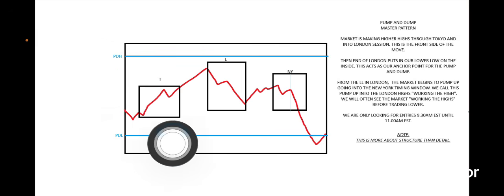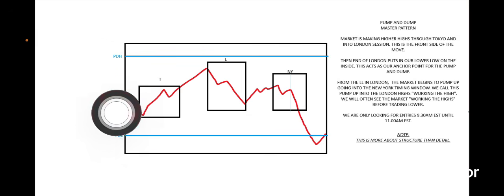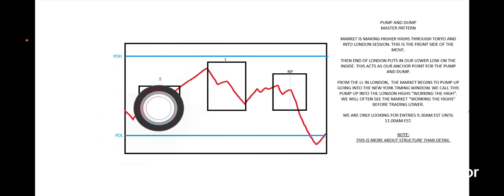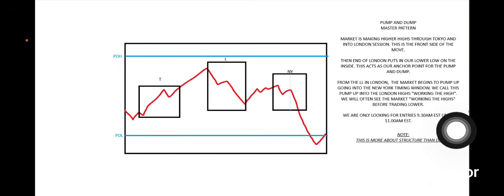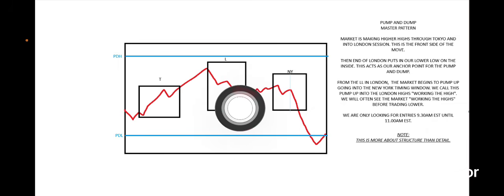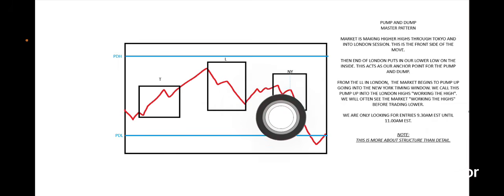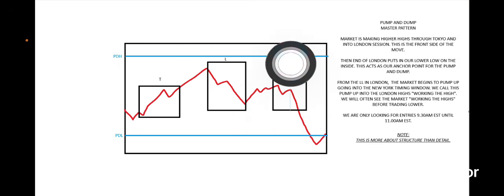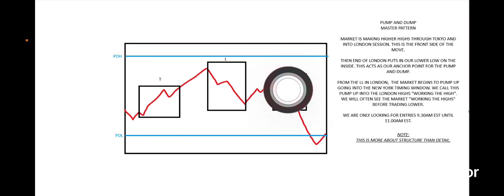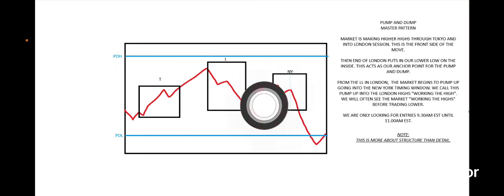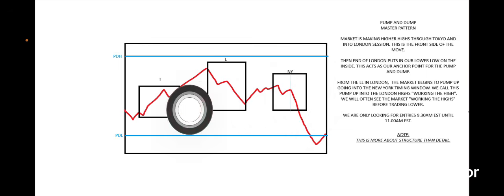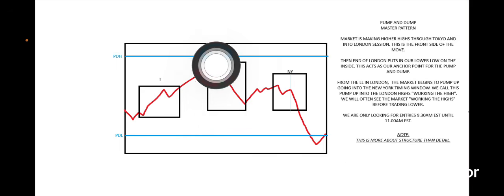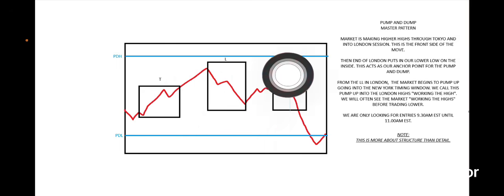But so this market had previously put in a lower low, all right? We have this low in Tokyo. Now, in London, we have a lower low on the inside, which is the setup for the pump and dump, right? Then this market may pump up into that New York timing window before going a little bit lower, and then right at 9:30 where I have that blue line, or right at 10 o'clock where this blue line is, we get our entry signal, all right? And we start going lower. And you can see this is the master pattern: peak formation low, peak formation high, lower lows, pump and dump.